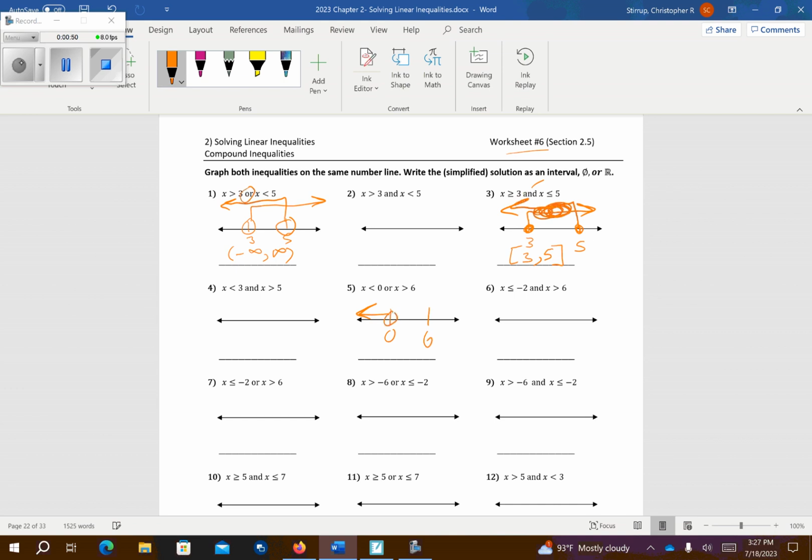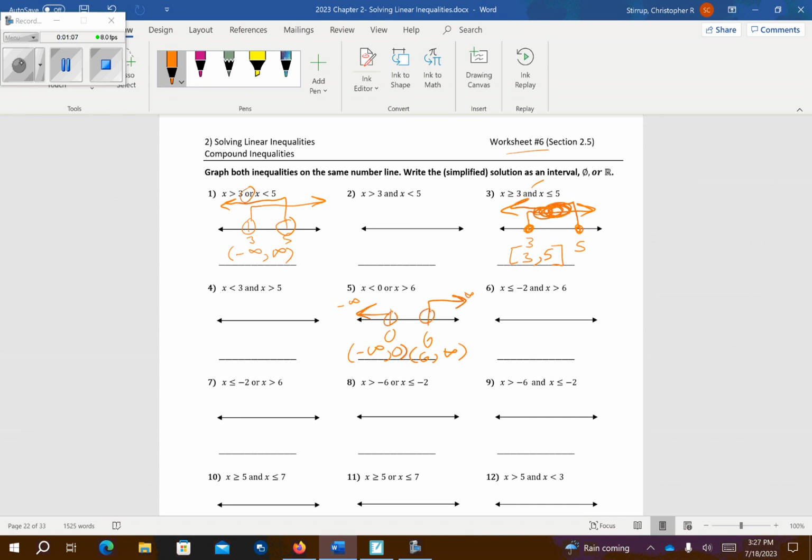Problem number 5, we have a 0 here, so we have less than 0, and we have a 6 here, and it's going this way. It's or, so we want to know where this is going. So this is going to negative infinity, this is going to positive infinity, so we need two interval notations. So negative infinity to 0, soft bracket, and then 6 to infinity, also soft brackets.